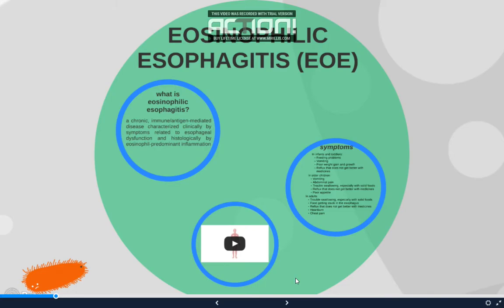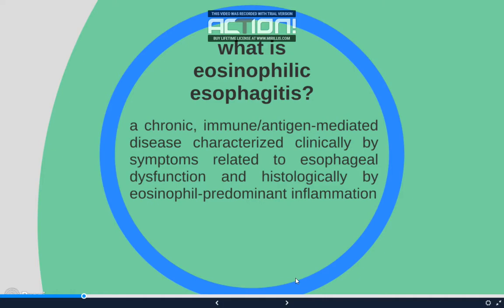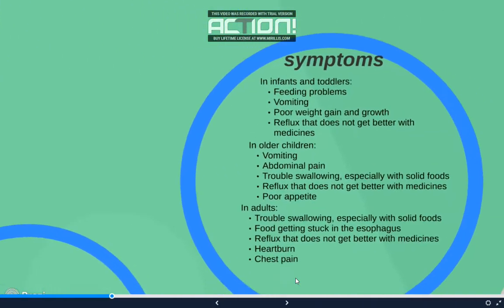Eosinophilic esophagitis is a chronic immune antigen-mediated disease characterized clinically by symptoms related to esophageal dysfunction and histologically by eosinophil-predominant inflammation of the esophagus.